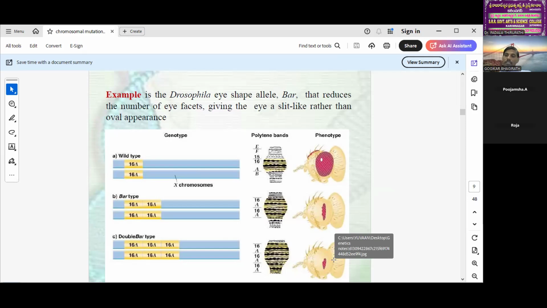The Bar character is a dominant X-linked character. It is controlled by 7 bands of the 16A region of the X chromosome.